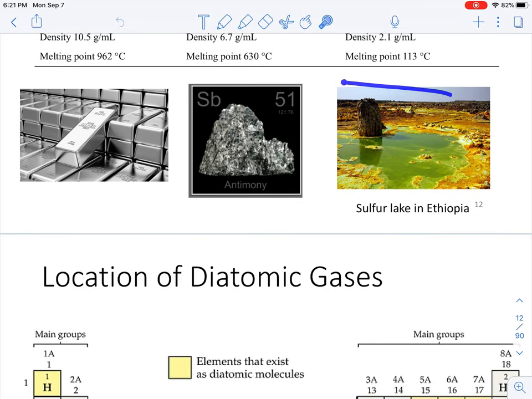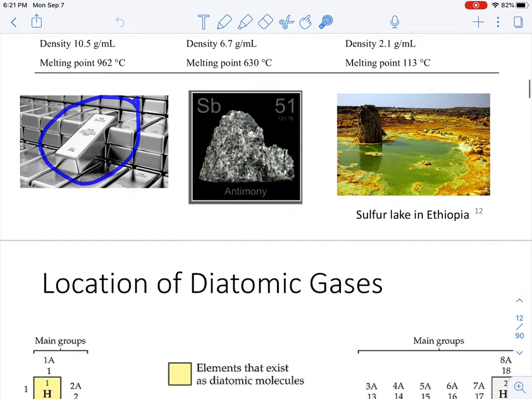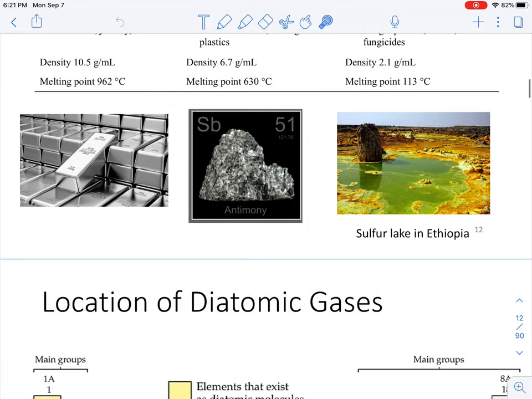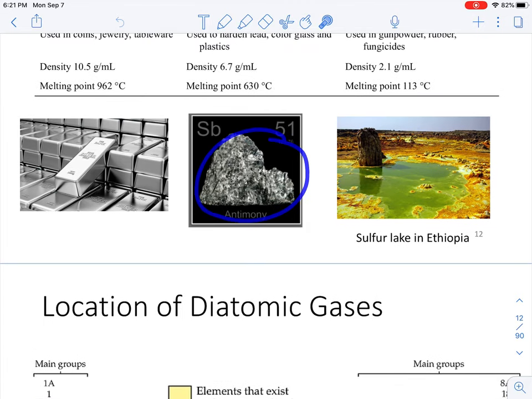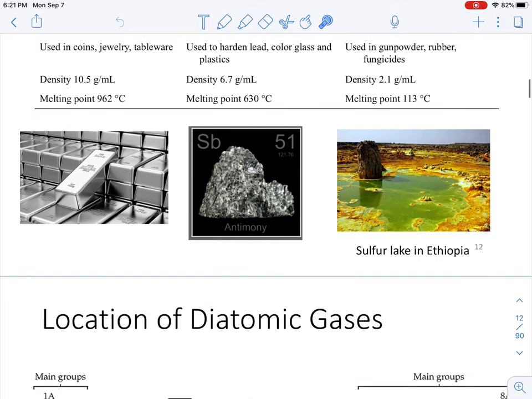And so this is basically what they look like. Here we can see that silver is a hard metal, and it's very shiny. Antimony is somewhat shiny, but somewhat brittle. Here, sulfur, if you have ever gone to Yellowstone or seen a sulfur lake, is bright yellow. It kind of looks like a regular rock that you can break by stepping on it or by slamming a hammer on it.